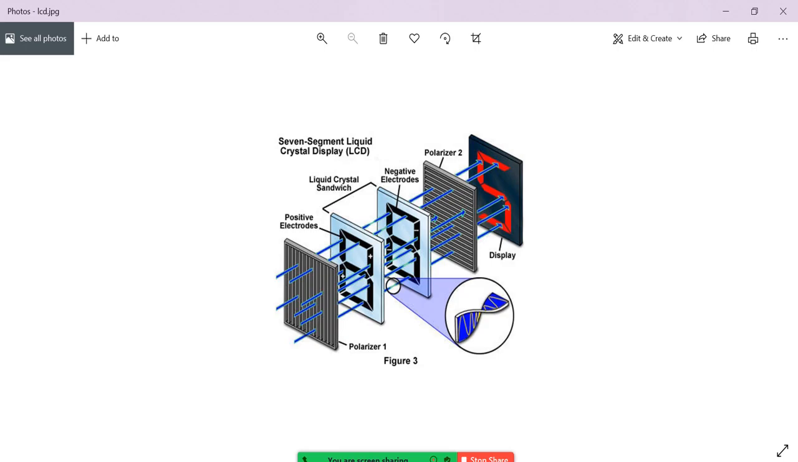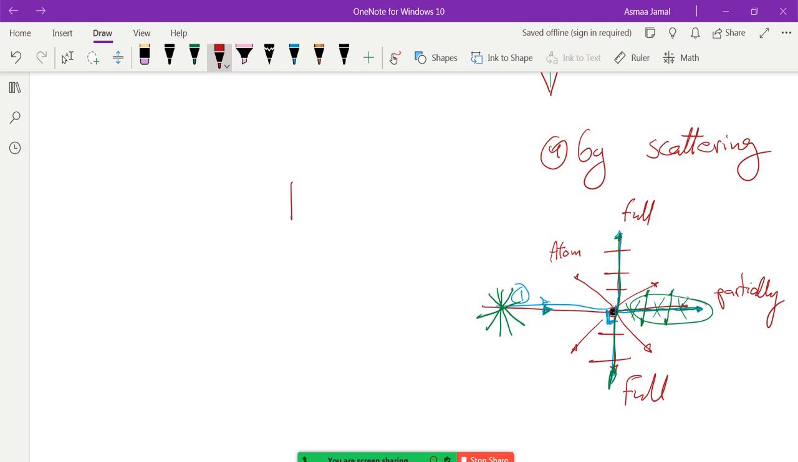In LCD, when we need to show a specific number, we will allow part of the image to appear on the last screen and will block the other part from appearing in the display. So we have the LCD working on this principle, that the 8 number, nothing is polarized here.